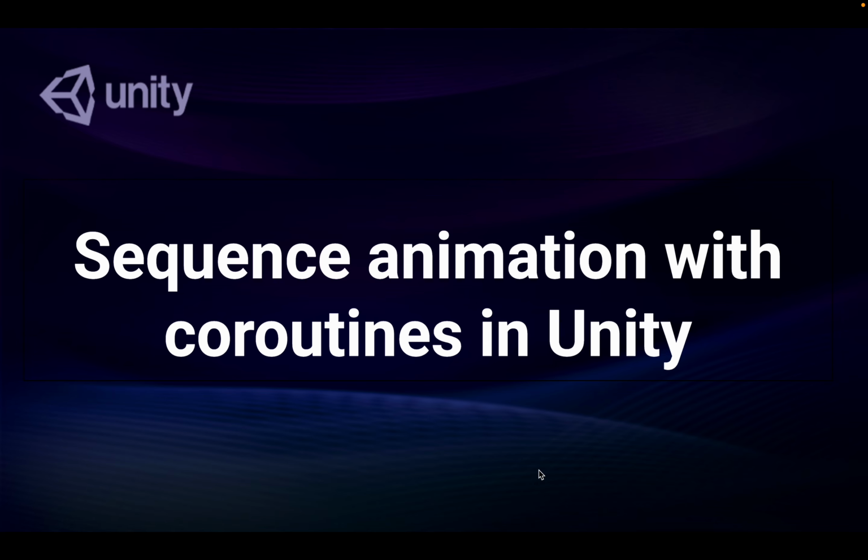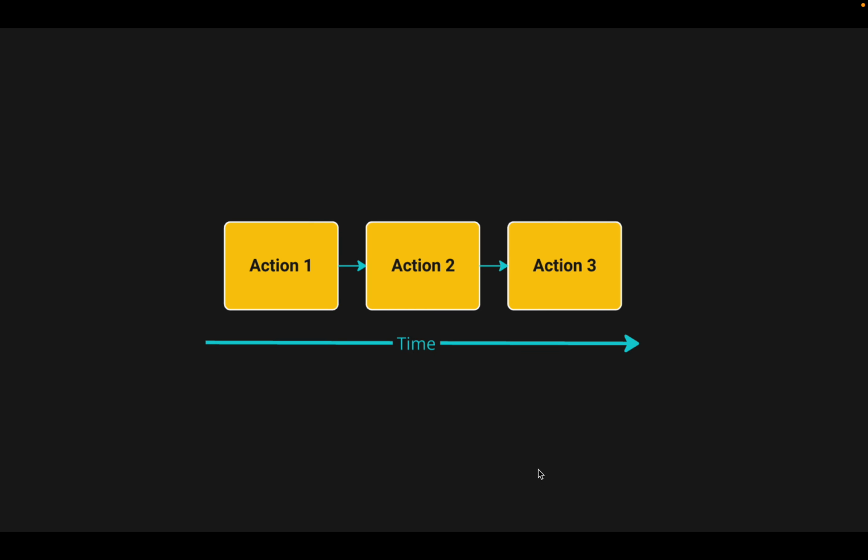Hello guys. Very often in Unity we should build animation like sequences. So first one animation, then second, then third. For example, you have some counting, then you have some movement and display some other animation, something like that.